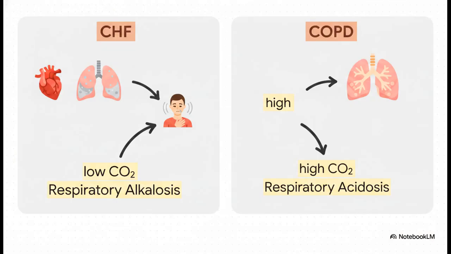Now, what if a patient presents with sudden exertional dyspnea and wheezing? The arterial blood gas is your best friend here. It definitively splits the differential. Congestive heart failure causes pulmonary edema, which triggers tachypnea. The patient blows off CO2 and boom, you get a respiratory alkalosis. On the flip side, an acute COPD exacerbation causes severe air trapping and CO2 retention, which creates a respiratory acidosis. So, simply put, high CO2 points you towards COPD, while low CO2 points right to CHF.